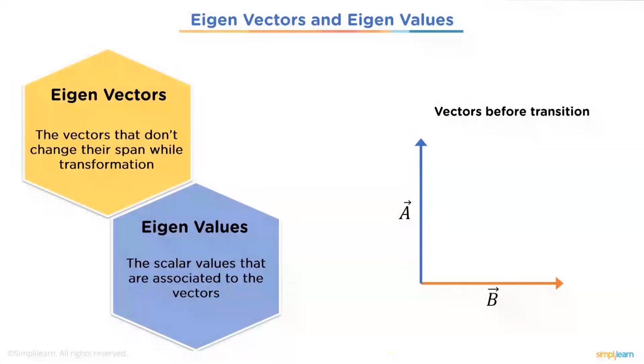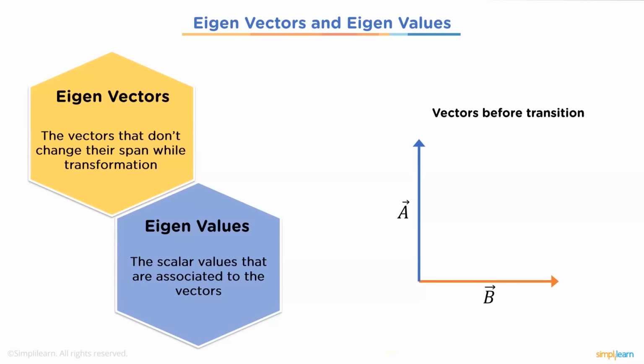And that brings us up to eigenvectors and eigenvalues. Eigenvectors are the vectors that don't change their span during transformation, and eigenvalues are the scalar values that are associated to the vectors. Conceptually, you can think of the vector as your picture. You have a picture, it's 2 dimensions, x and y. And so when you do those 2 dimensions and those 2 values, that is that point. But the values change when you skew it.